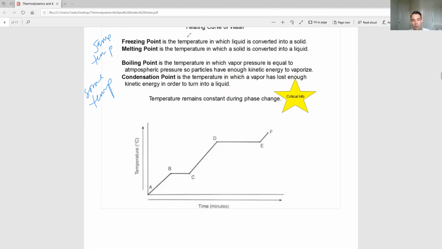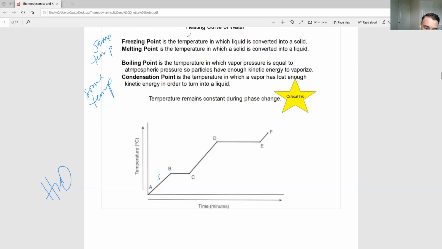Now, how a heating curve works, you can see the diagram here. Temperature is on the y-axis, time on the x-axis. Let's say this is for H2O. I take a big beaker, put a bunch of ice in it, stick a temperature probe in it, put it on a hot plate and let it go, and this is what you see. From A to B, I'm going to have nothing but a solid. I increase the temperature of that ice, and it's just a solid until I get to point B.